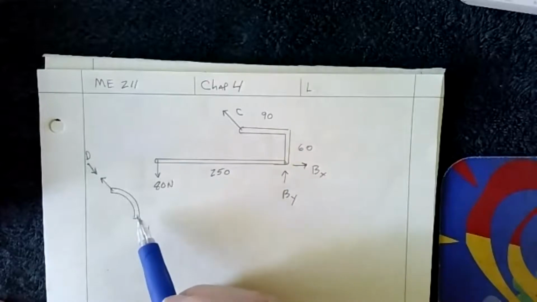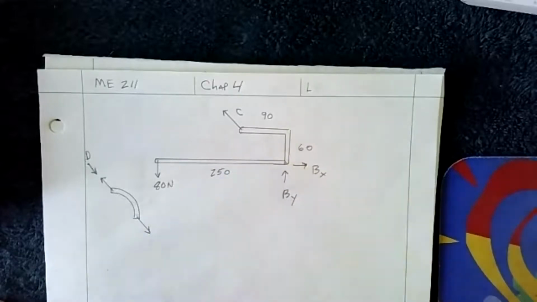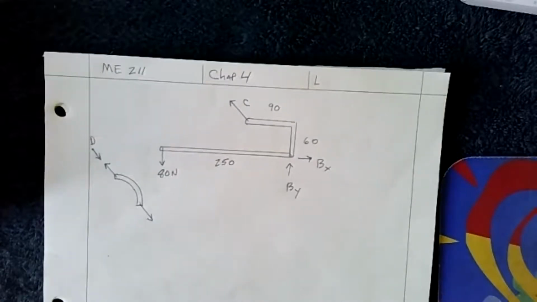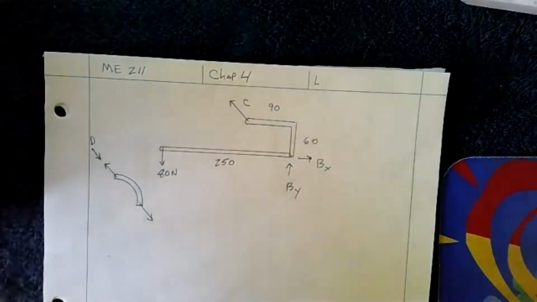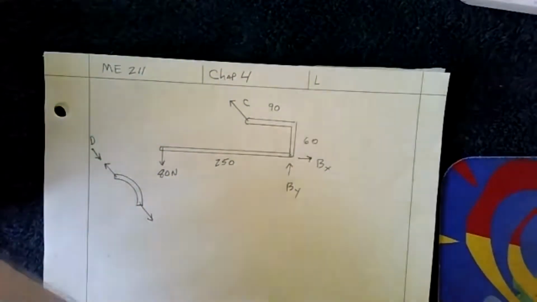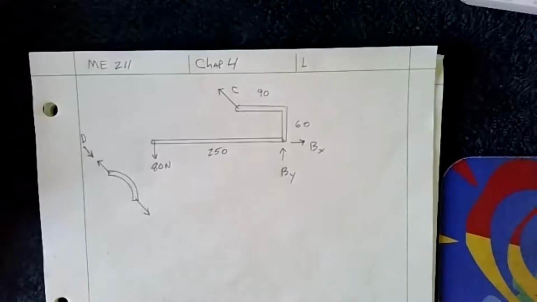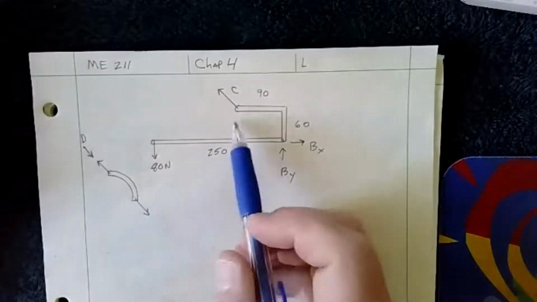This will become a very important concept when we get to chapter 6, when we start talking about frames and machines. Even trusses, to a certain degree, are going to do that. So now that we understand that, let's go ahead and look at the problem. So we've seen how C is affected.